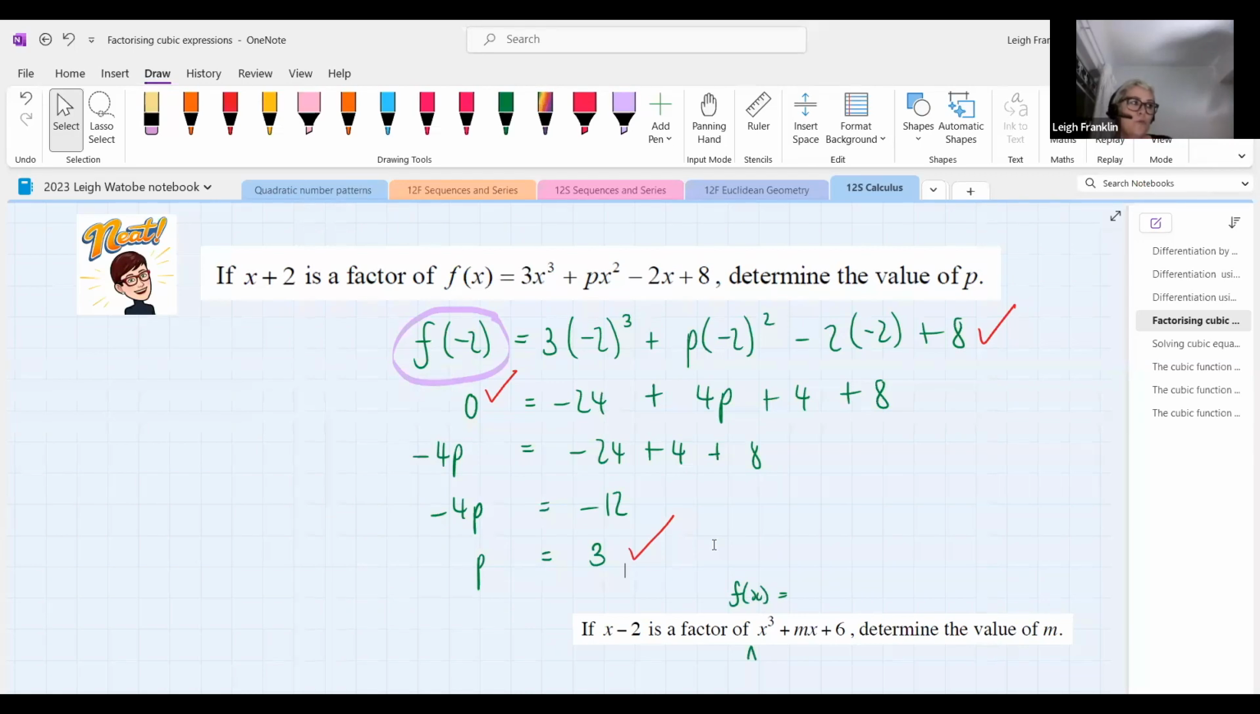So when you get a remainder, either it's 0 or it isn't 0. Those are your two options. If it isn't 0, then your linear polynomial is not a factor of your cubic polynomial. If you do get 0 as an answer, then it is going to be a factor.